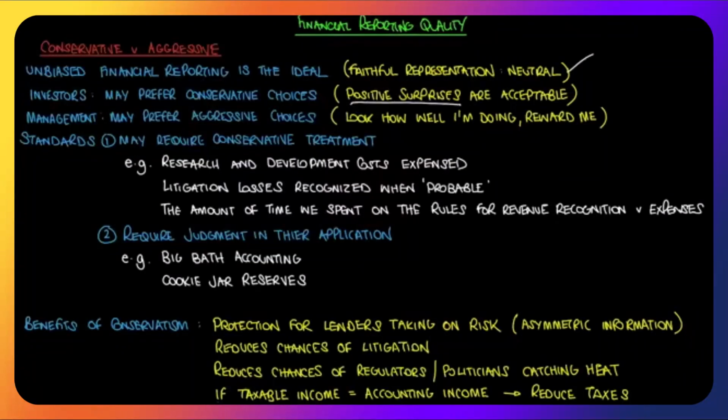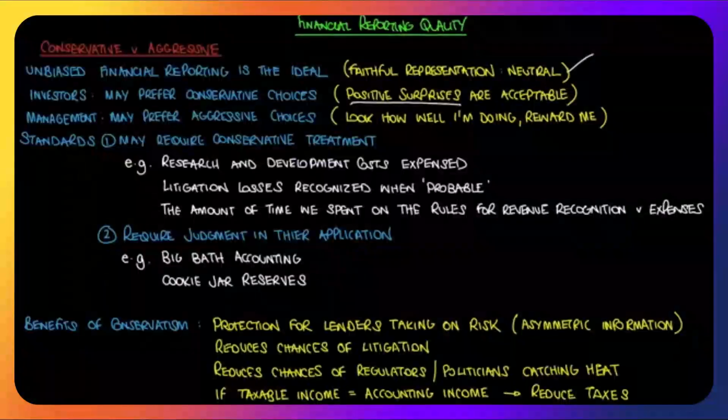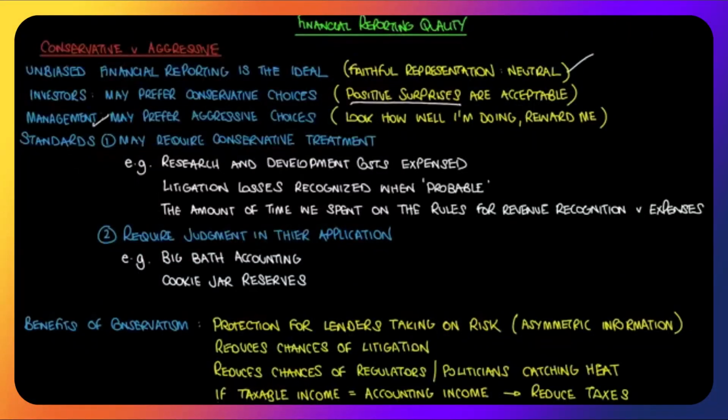So you might say, look, why don't you just be a little bit conservative about it? So I'm not going to get negative surprises. I'll probably get more positives. Management, on the other hand, may prefer aggressive choices. Obviously, the result of that is they get rewarded. So they want things to look particularly good. So although this kind of inert body floating in the sky that is the financial reporting god says, yeah, we all want neutral reporting, the people involved, the people preparing and the people using might not want it to be neutral, and more than that, have completely opposite desires.